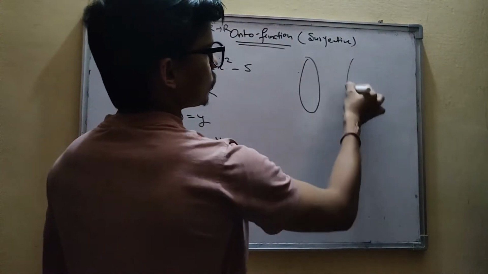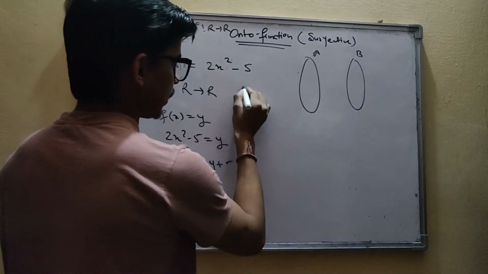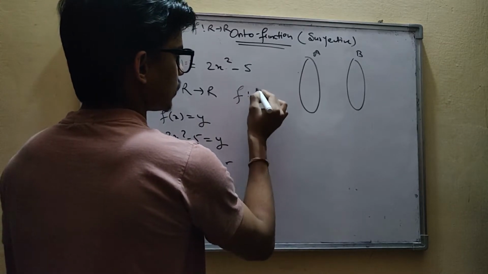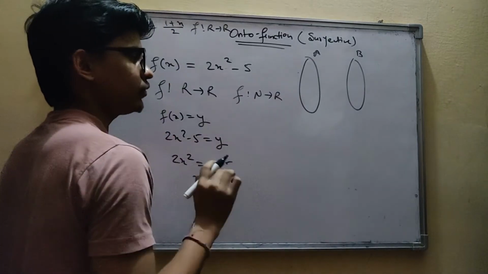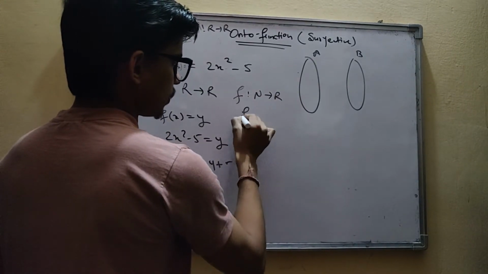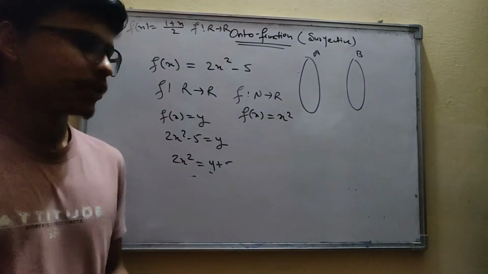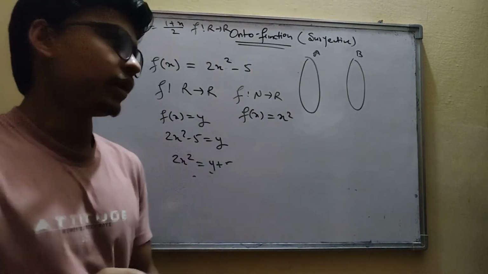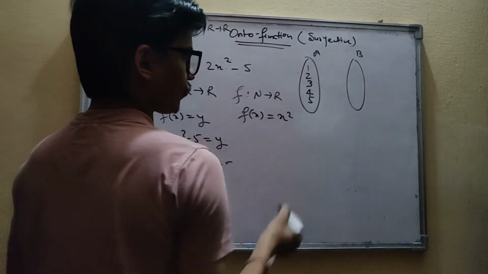Let's say there is a function with sets a and b, right? And just for understanding, let's keep it as a function from natural to real, and the function is defined as x square. That is a very simple and famous example, right? Now just for illustration purposes, I'm just going to take some values. Natural numbers start from 1, 2, 3, 4, 5, right?